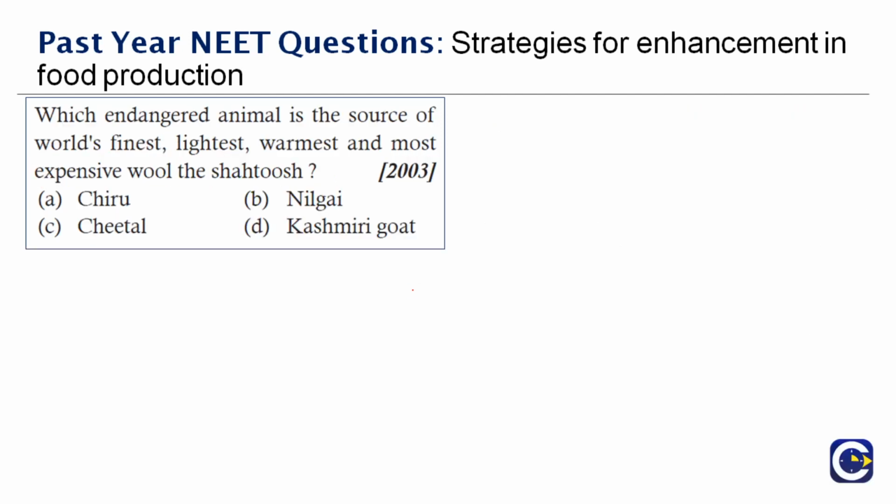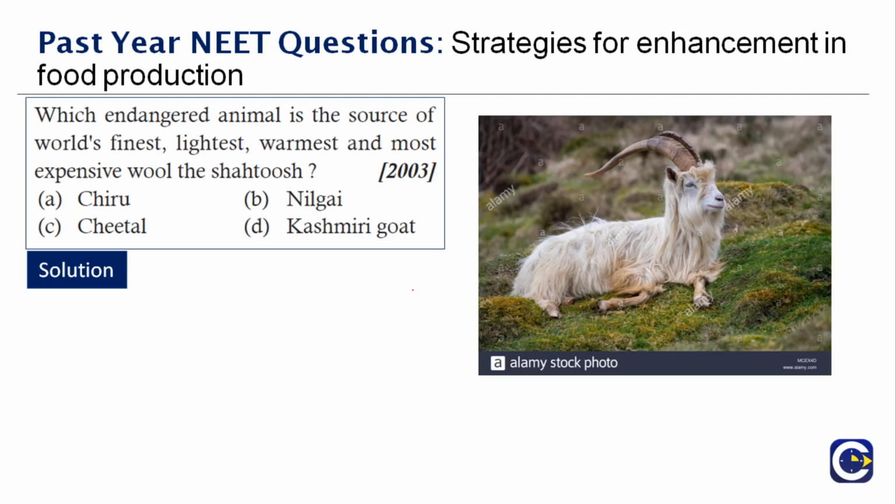Next question here. Which endangered animal is a source of the world's finest, lightest, warmest and most expensive wool, the shahtoosh? This is a very easy question because all the options here will not coincide with it. Cheetal, Nilgai, Chiru, all these are different names. Now the right answer will be Kashmiri goat. That is where you get this specific wool.